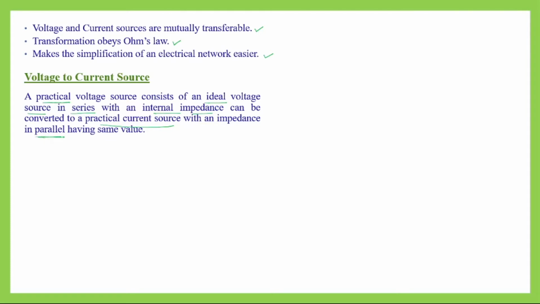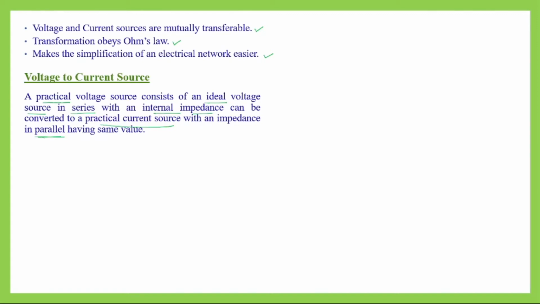So if we have a voltage source, and with that we have a resistance or impedance in series, then that can be converted or transformed into a current source with the same resistance in parallel this time. So with the voltage source, the resistance or impedance will be in series, and with the current source, the resistance or impedance will be in parallel in the transformed circuit.